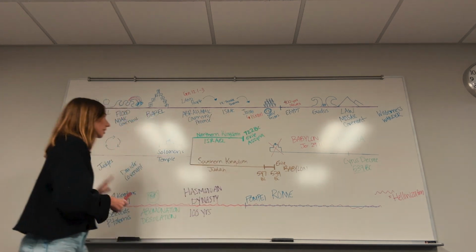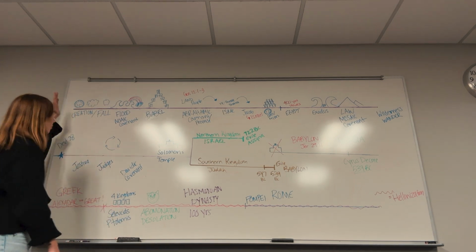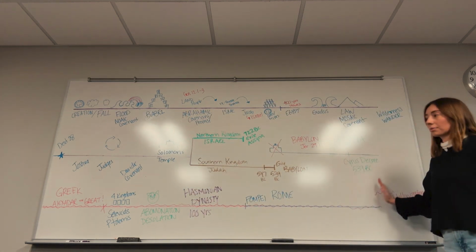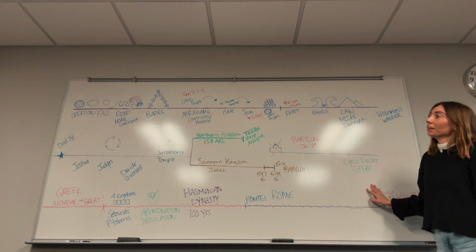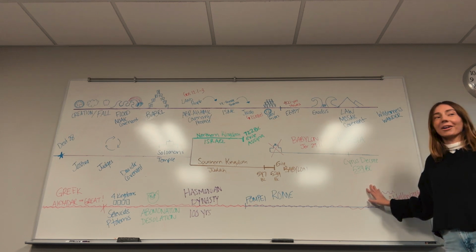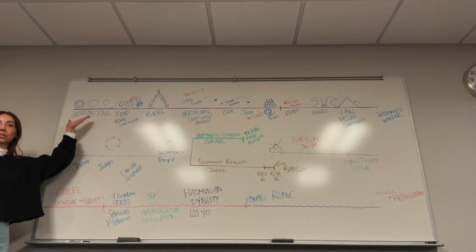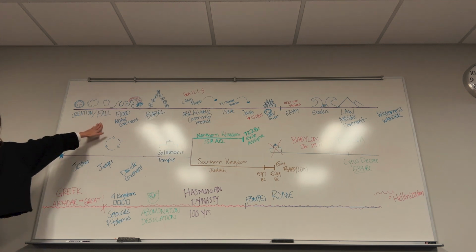So that's kind of what this giant timeline is. It's thousands of years from creation up until we have the Roman Empire, which is the start of the New Testament. So we're just gonna jump right in. Okay, so obviously we have Genesis, creation, God creates man, and then the fall. We all know the story of Adam and Eve.